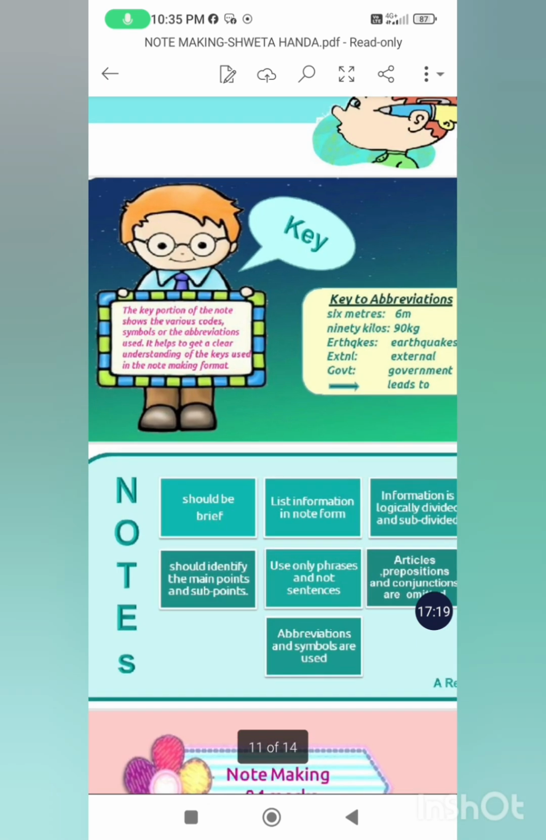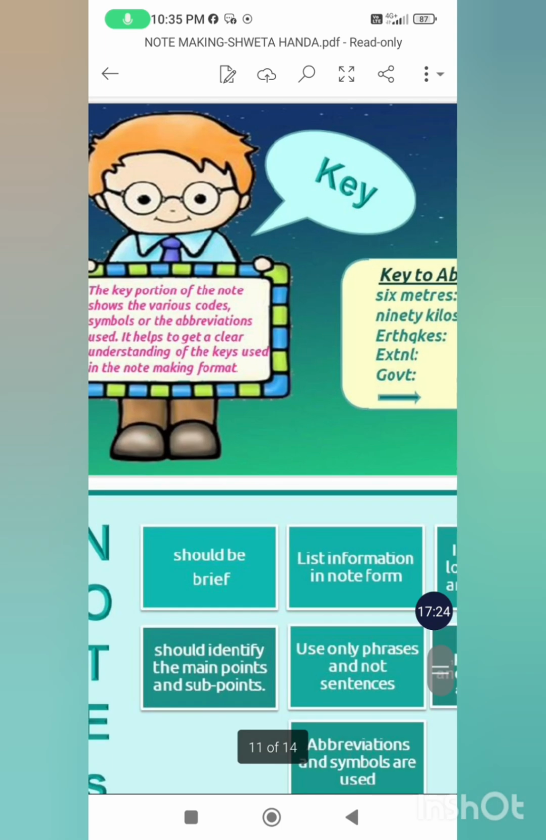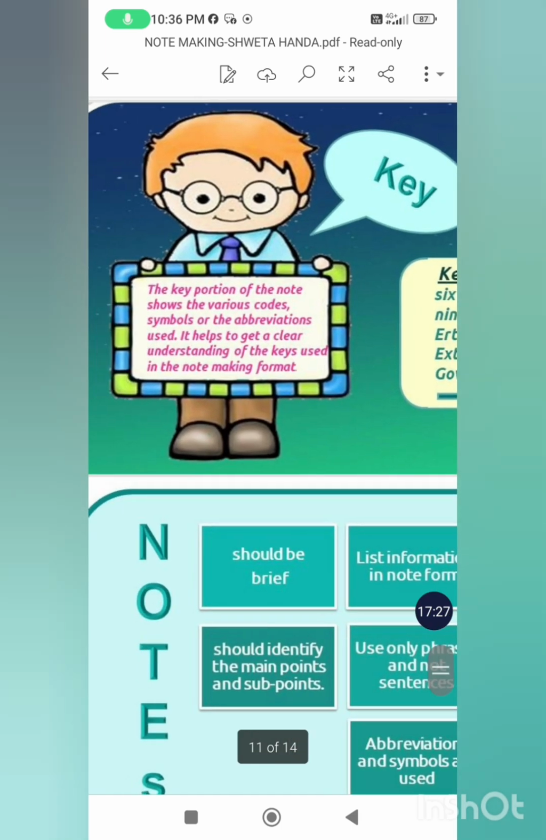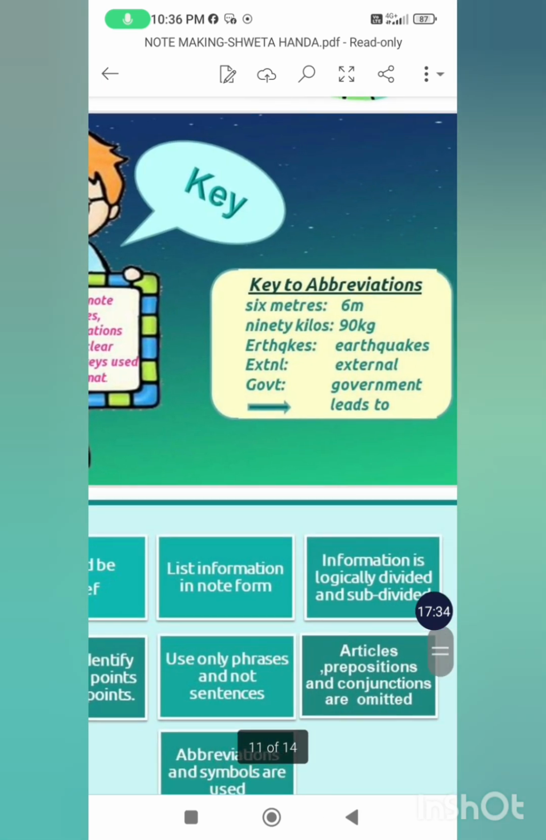Then we have key to abbreviations. The key portion of the note shows the various codes, symbols, or abbreviations used. It helps to get a clear understanding of the keys used in the note making format. So key to abbreviations, for example, 6 meters, you will write the entire word and then you would write down the abbreviation of that particular word, right? So for example, 6 meters is given, so you will write 6m. 90 kilos is given, you will write 90 kg, right? This would be abbreviation, 90 kg, 6m, right?